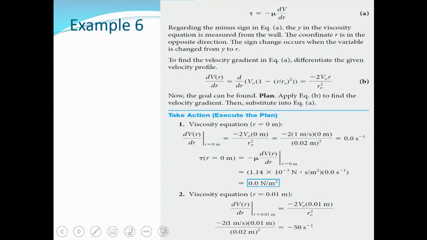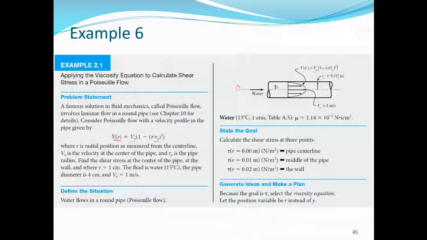To do that, we need to find the velocity gradient, which is differentiating this velocity function with respect to R, and then substitute in the formula, because we know that the shear stress is simply the viscosity times the velocity gradient, in this case dV dr.